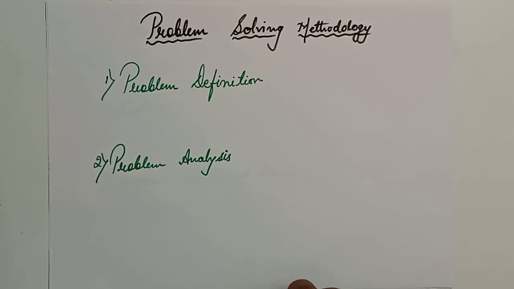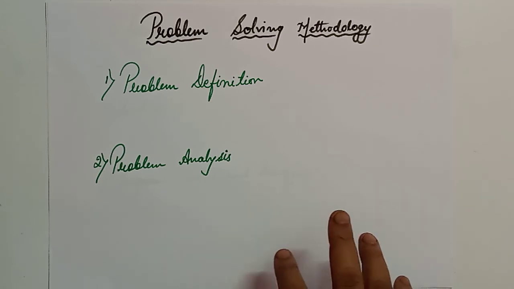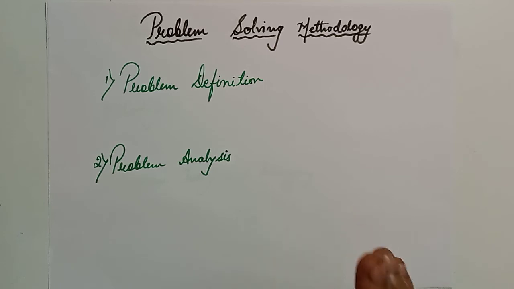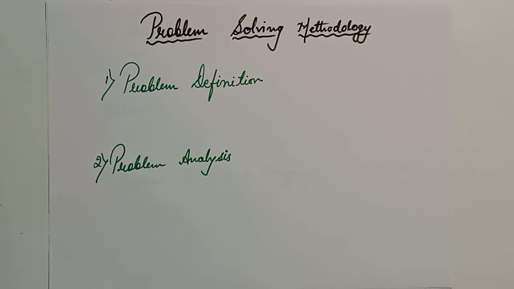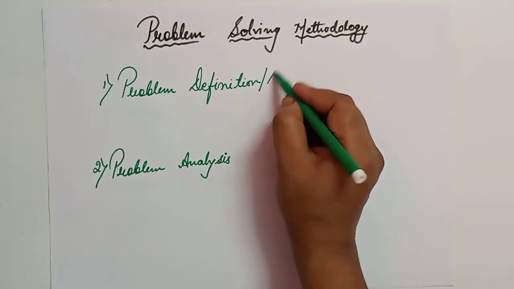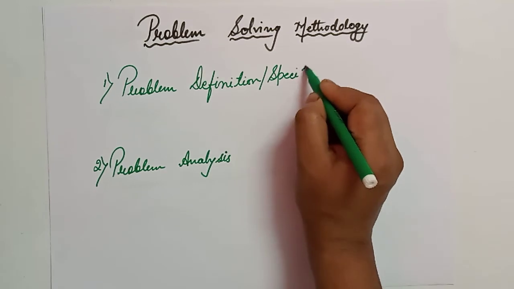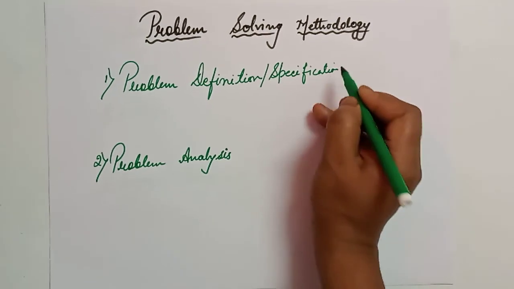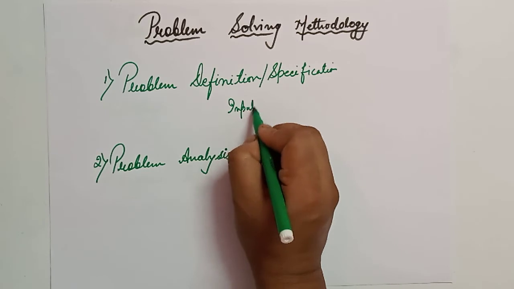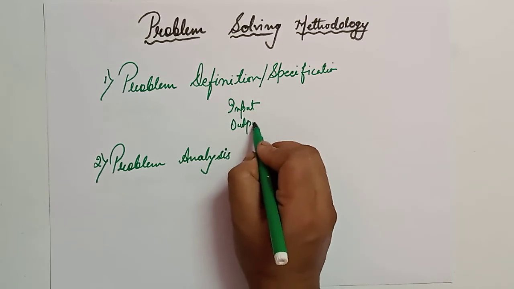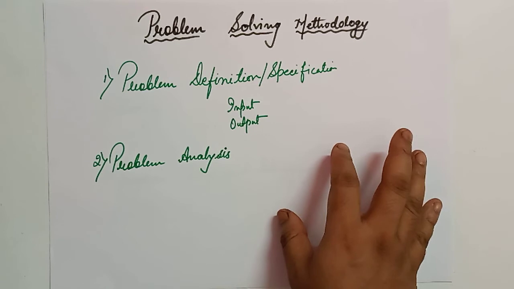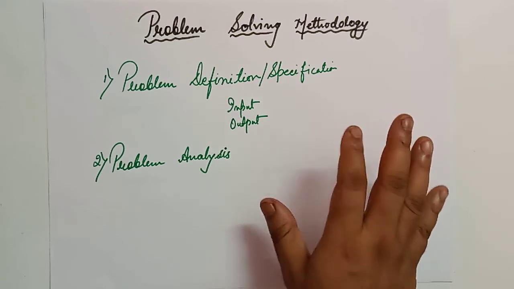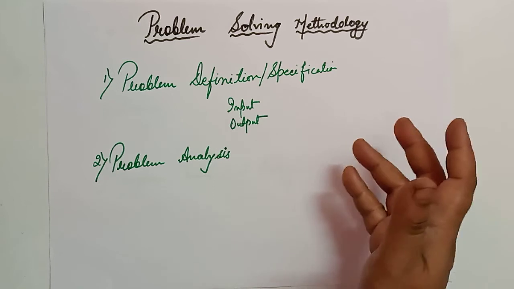Now once we have understood the problem definition, specification is required. Specification must contain input and output. Input means what data must be included as the input and in which form, and output means what data the program must produce and in which form.